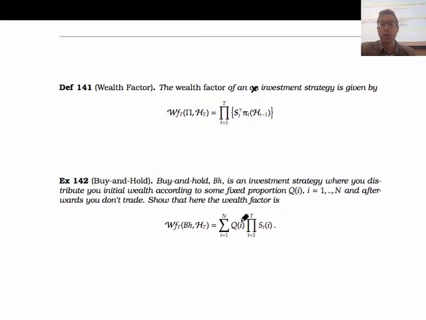So what kind of strategies can we consider in this framework? Two popular ones. One is the buy and hold strategy. That is an investment strategy where you distribute your wealth according to some fixed proportions, Q I, at time 0, and afterwards you don't trade anymore. You just buy stocks and you hold them. An initial exercise shows that the wealth factor of this is this. And it's not too bad to show that.